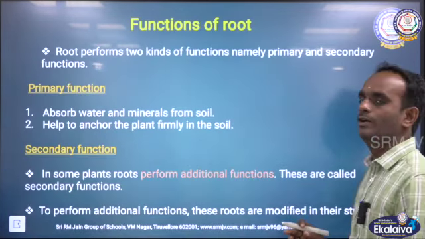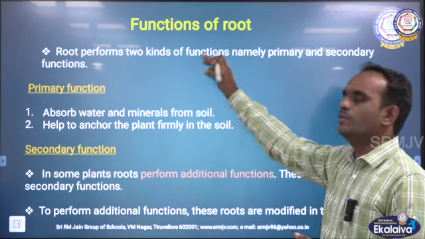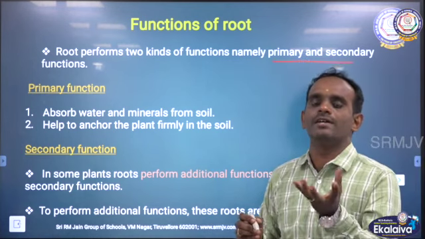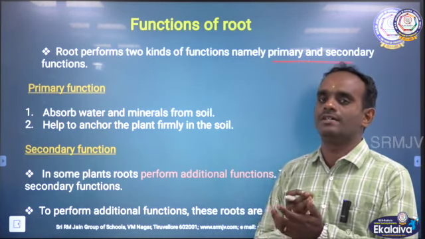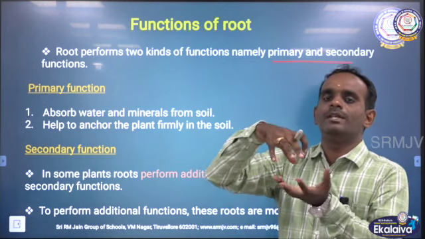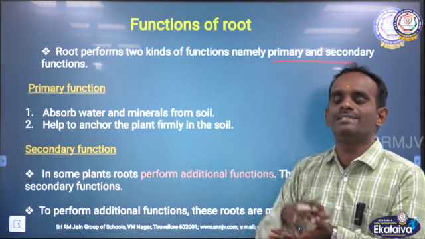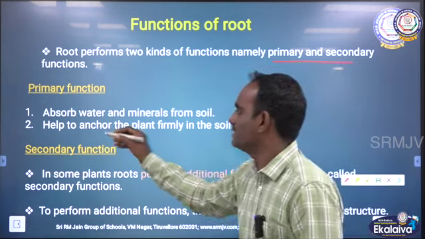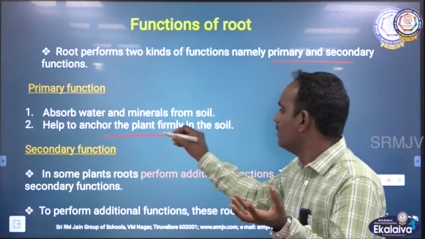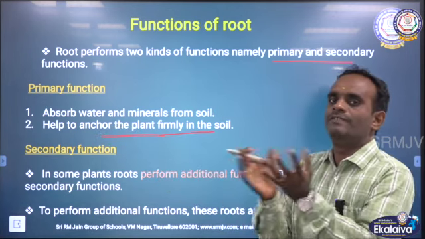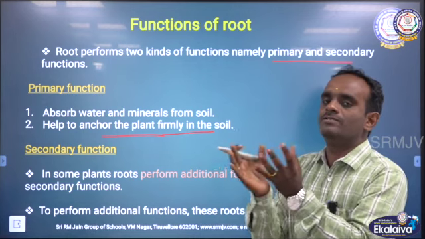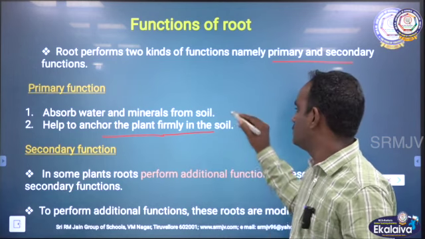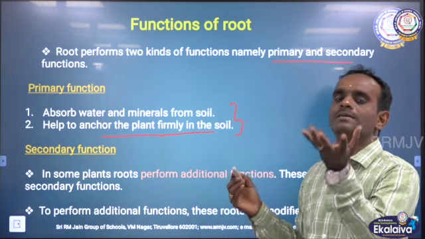Then functions of root. Root performs two main functions, namely primary function as well as the secondary function. Primary function is nothing but the main function. What is the main function? The roots absorb the water and minerals from the soil. That is a main and important function. Second one is it anchors the plant firmly in the soil. It fixes the plant tightly in the soil. Okay, so root anchors the plant firmly in the soil. These two are the primary functions, that is the main function.